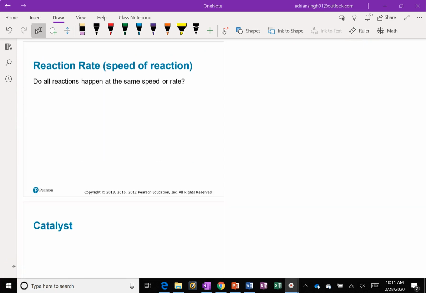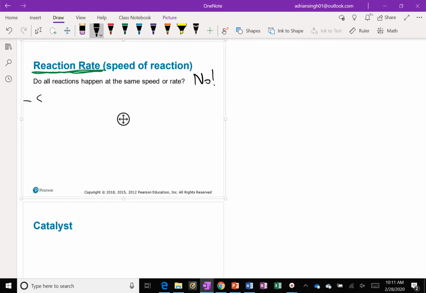Okay, so we've seen how energy changes can accompany chemical reactions. Energy can be released in an exothermic reaction, or energy can be absorbed in an endothermic reaction. The next thing we'll take a look at is how quickly a reaction happens, and whether it's the same for all reactions. We refer to the speed of a reaction as the reaction rate. And as you probably can guess, not all reactions happen at the same rate or speed.